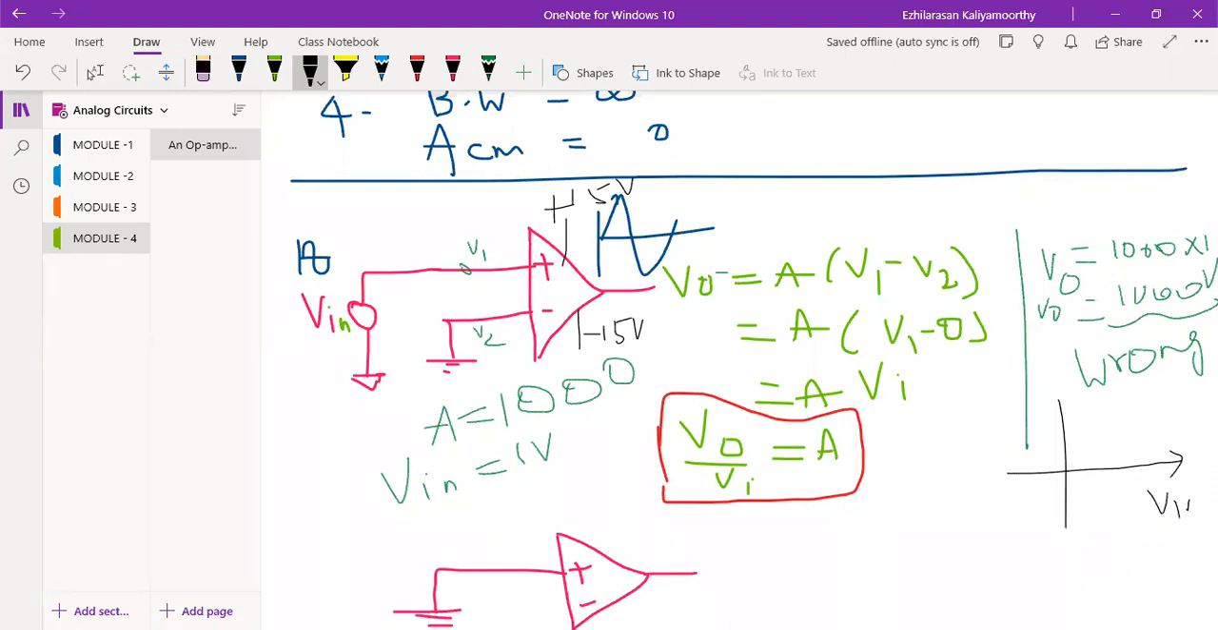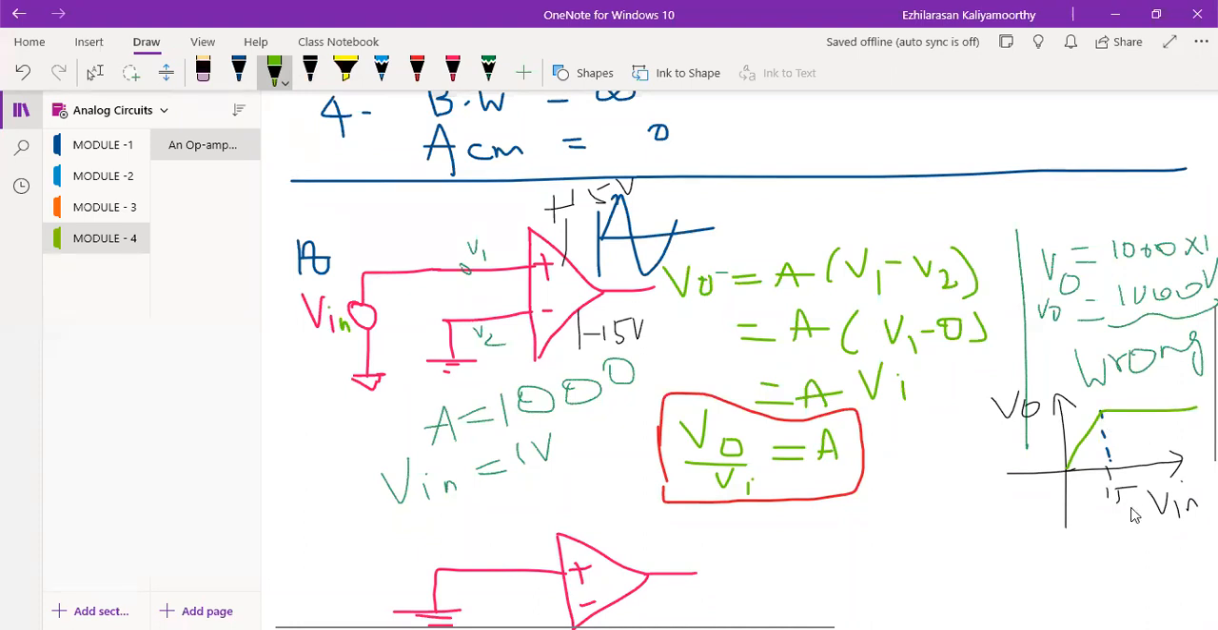This will be your V in. This will be your V naught. When the input increases, the output also increases. For example, say this portion is 15. Up to this portion, the output voltage will increase. After that, it will be saturation.